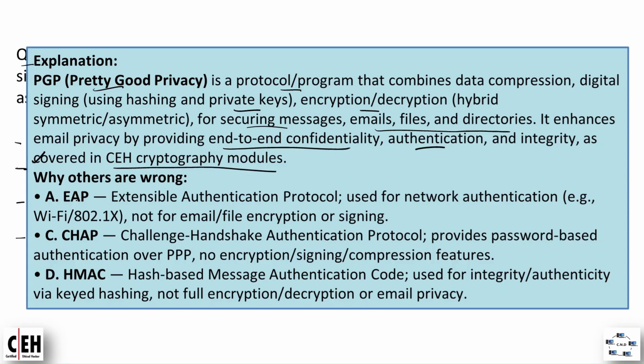So why are the other options wrong? Option A, EAP, Extensible Authentication Protocol, is used for network authentication, for example, Wi-Fi and 802.1X, not for email and file encryption or signing. Option C, CHAP, is Challenge Handshake Authentication Protocol, which provides password-based authentication over PPP, Point-to-Point Protocol, and has no encryption, signing, or compression features. And HMAC is hash-based message authentication code used for integrity and authenticity via keyed hashing, not full encryption, decryption, or email privacy.